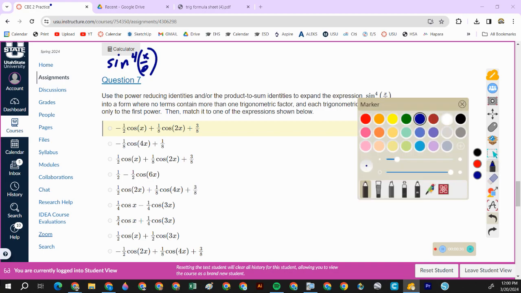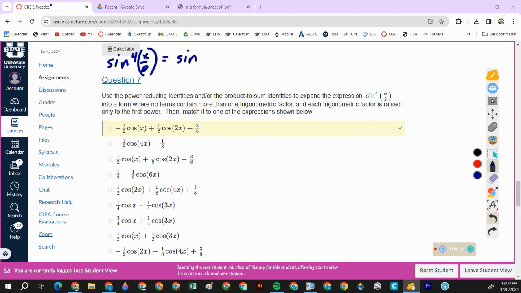So sine to the 4th of x over 2 is really just the sine of x over 2 to the 4th. And if we put a 4th power there, it looks like we're raising the x over 2 to the 4th. So it's actually that, which is why we put the 4 on the inside, just to avoid confusion. Okay, so I'm going to convert this into sine squared of x over 2, squared.